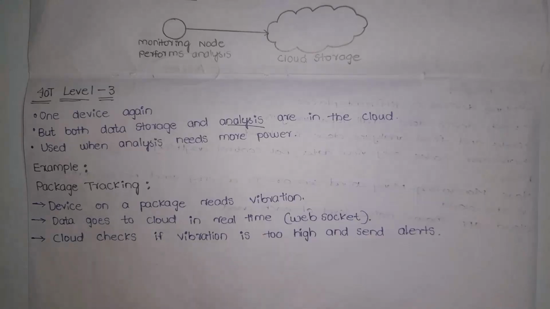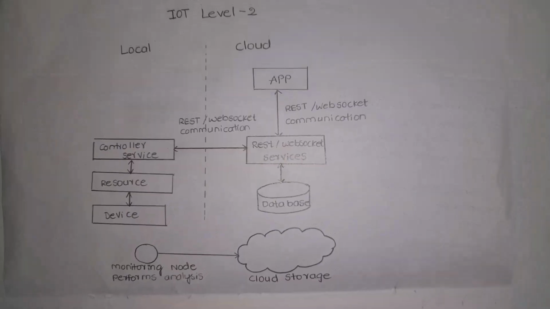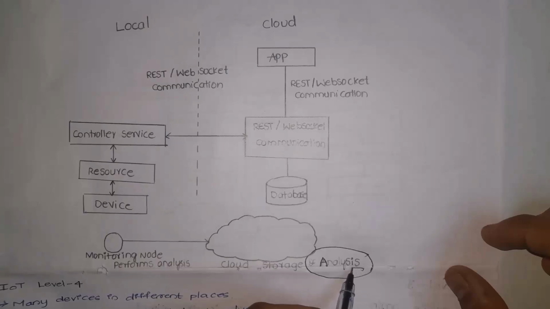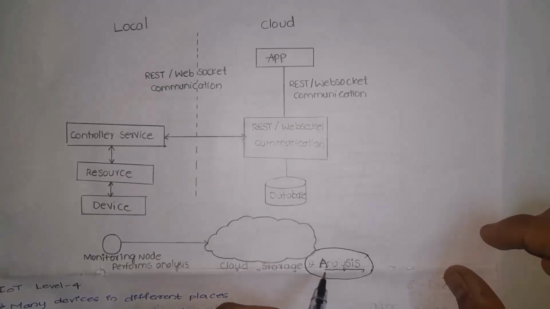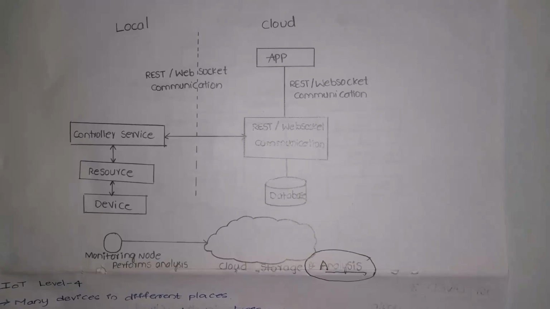This is an example of IoT level 3. Storage as well as analysis, both are done by using cloud itself. Guys, same diagram which we drew in level 2. Just here, you need to write analysis because analysis is also done by cloud itself. And next, IoT level 4.